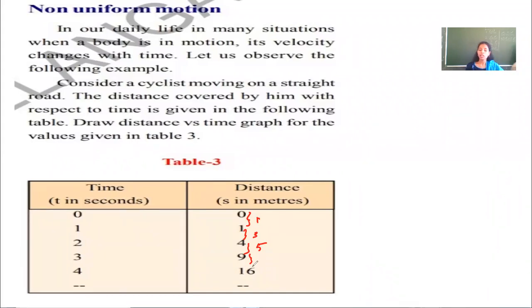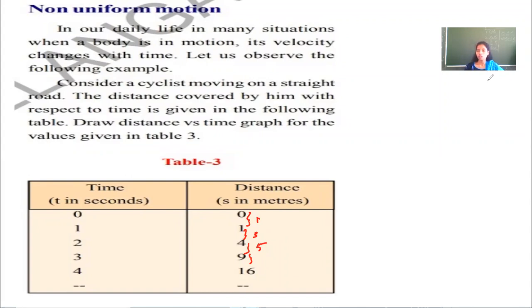Before we observed, in every second, he covers 4 meters. But here, in every second, he covers 1 meter, 3 meters, 5 meters, like that he changed. It is not constant velocity.